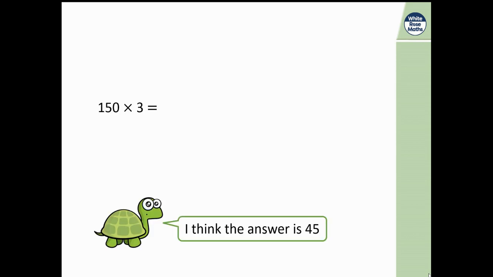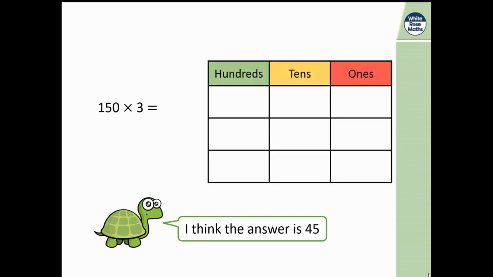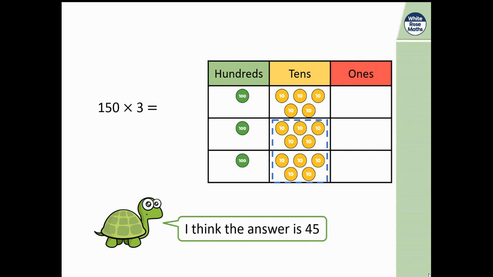Let's have a look at this. Mr. Turtle says, I think the answer is 45. What do you think? So if I go to my place value method, I am going to have 150 in one row. So I've got 100 and 5 tens, and you can see I've got a total of 3 rows there. So I'm going to do 150 3 times.